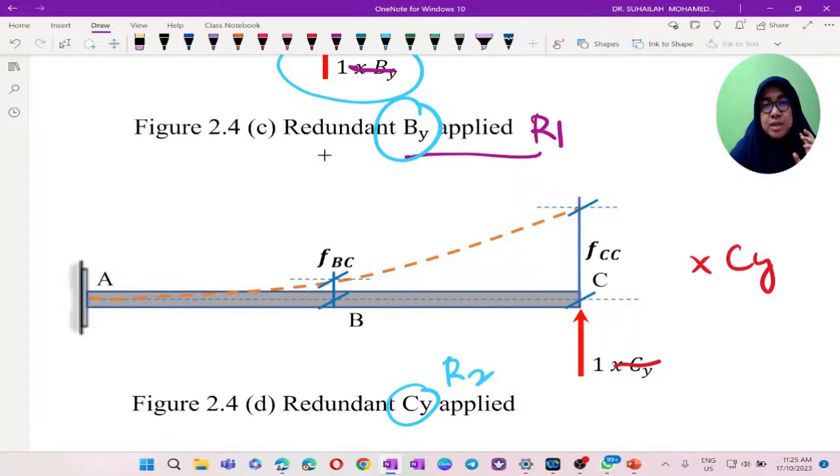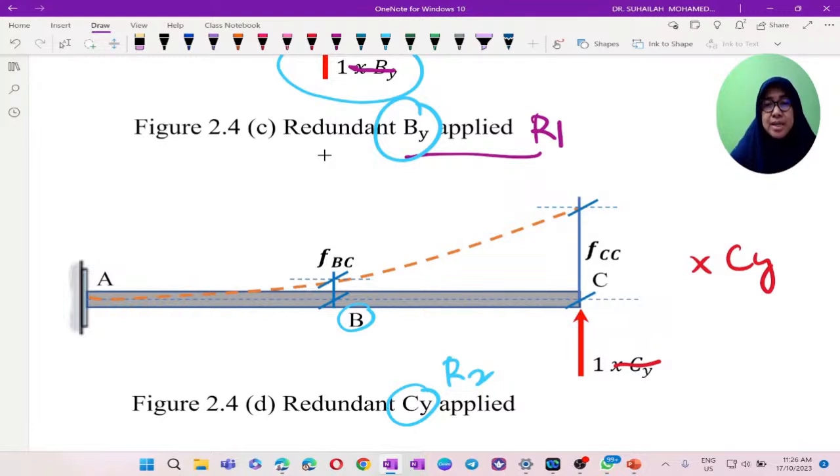For the notation, the first is for the position. So at position B, the diagram is redundant CY applied. That is why here we use FBC. FBC means displacement due to a unit value at position B for redundant CY applied. That is why we label it as FBC.